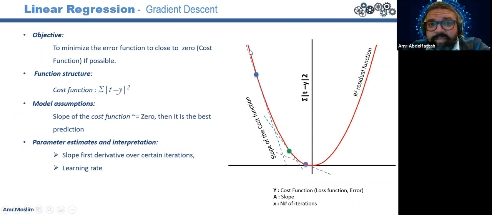So if we get the slope at each point of this function, and we make it equal to 0, this will be the correct value. This will be the value we are looking for. So it's very easy. We just want to take the first derivative of the residual function, or the cost function, or the loss function, or the error function. All of these are synonyms. So we get the first derivative, make it equal to 0, and find the x value in this equation. This is what will drive us to the correct value, exactly at this point. So the first thing is just get the first derivative of the cost function and make it equal to 0.